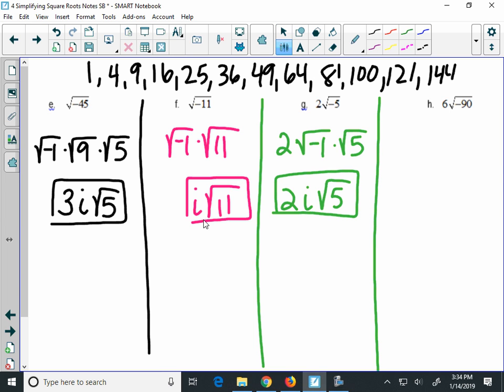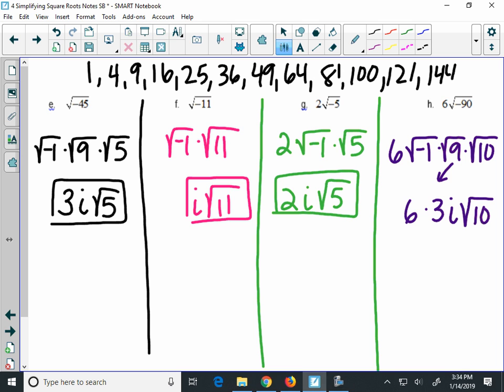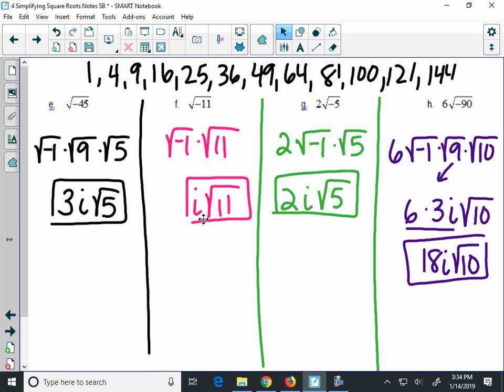And finally, the last one on the notes. Our coefficient, square root of negative 1. Now 90, the number from this list that goes into 90 is 9 times 10. The radical 10 stays the same. I get an i and a 3 from the 9. You can't forget about the 6 that you already had. All you have to do is multiply the 6 and the 3, which is 18i radical 10. And you are all set.